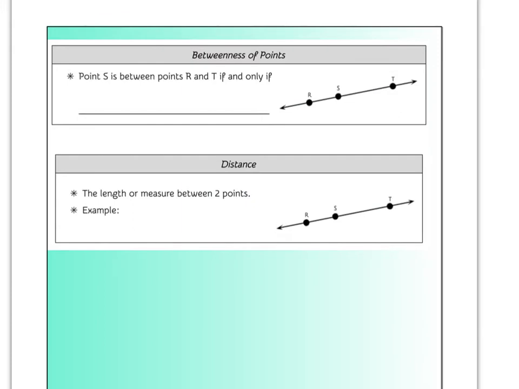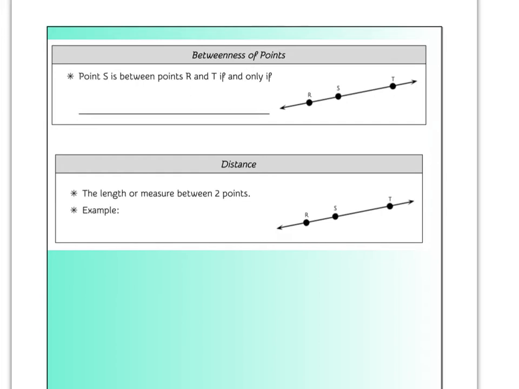Point S is between points R and T. Take a look at this picture. Would you agree S is between R and T? The answer is yes. Does that necessarily mean it has to be right in the middle though? The answer is no. It's just somewhere between R and T, but not necessarily right in the middle.